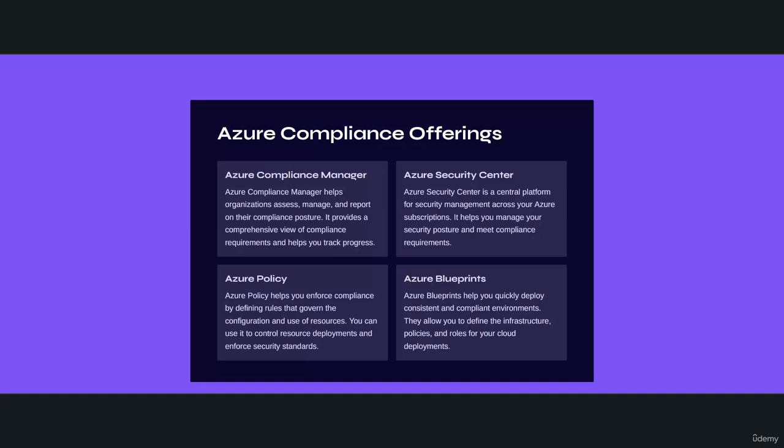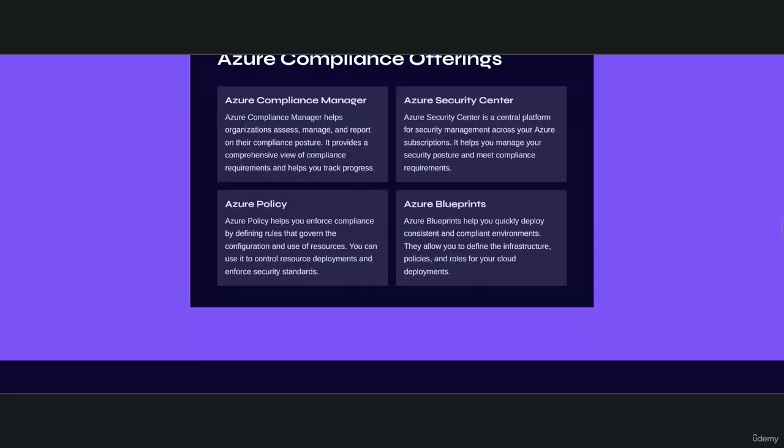Azure Policy. Azure Policy helps you enforce compliance by defining rules that govern the configuration and use of resources. You can use it to control resource deployments and enforce security standards. Azure Blueprints. Azure Blueprints help you quickly deploy consistent and compliant environments. They allow you to define the infrastructure, policies, and roles for your cloud deployments.